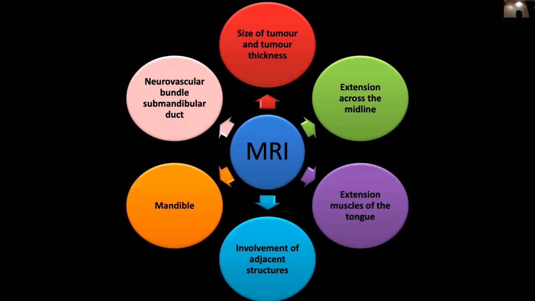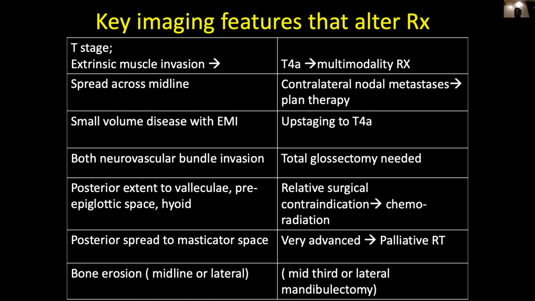Involvement of the adjacent structures, the mandible, the submandibular duct and the neurovascular bundle, is best seen on MRI. So what are the key imaging features which you would mention and which will guide the treatment? You have extrinsic muscle invasion, which is advanced disease, which used to be considered T4A in AJCC 7, but is now removed. Multimodality treatment is required.